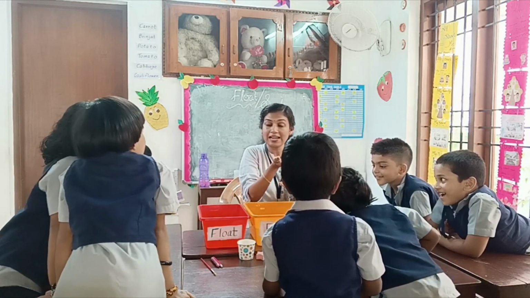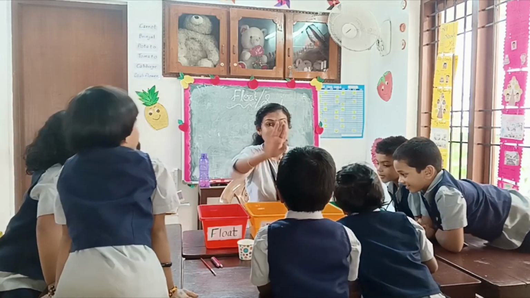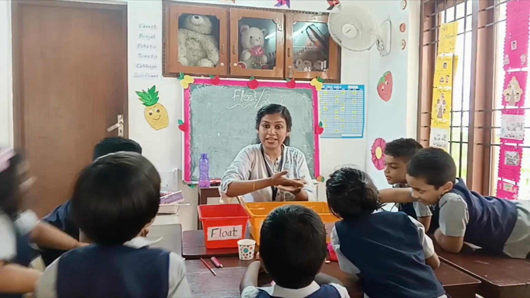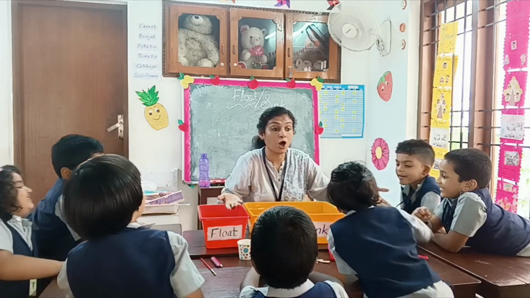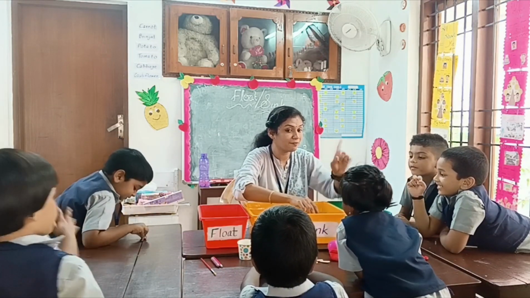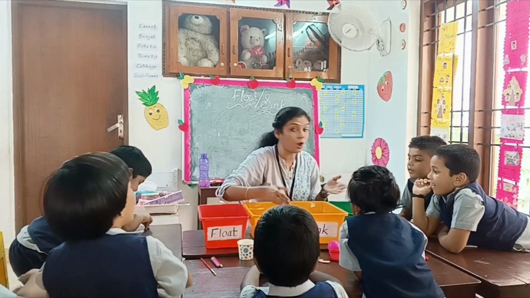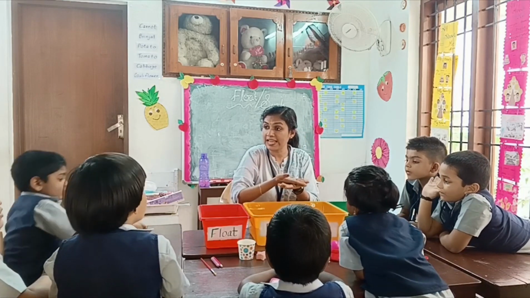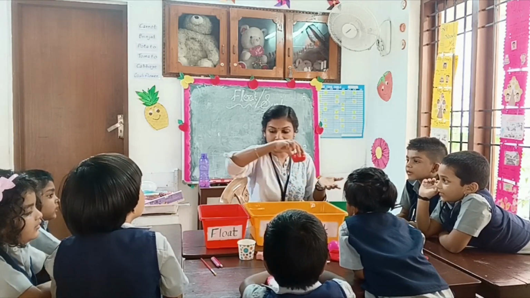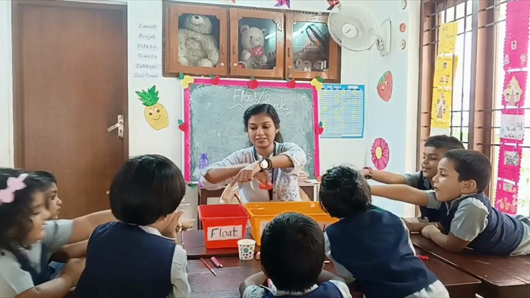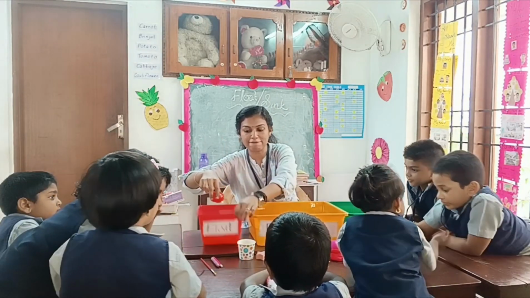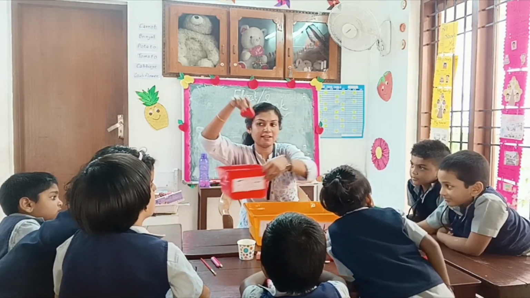It's up. If it is up, what do we say? It's a float. If it is up, we should say it is float. Float. So take the object. Where is the float basket? This red one is the float. F for float. Keep it in the float.